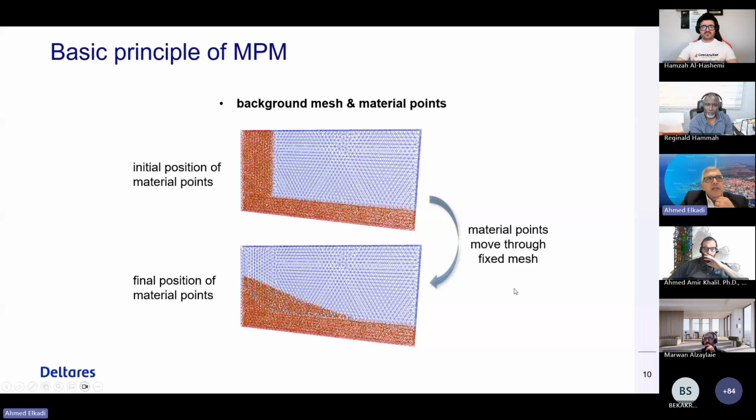Here it shows an example. We have, let's say, a freestanding wall, and the freestanding wall would collapse under a certain condition if it cannot sustain the verticality in this case. And then when it collapses, you see that the mesh is as it is. Nothing happens with the background mesh, but the particles flow through the mesh and come to a stable new situation.